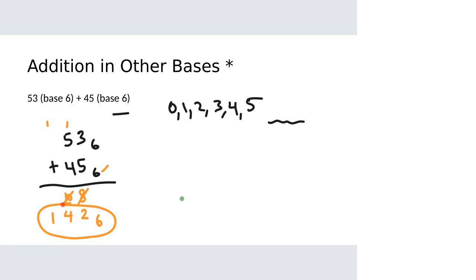Now, the poll went really well, but if you have questions on anything that happened there, please make sure you ask. The key is when we carry, we're carrying 6 because we're in the base 6 system.